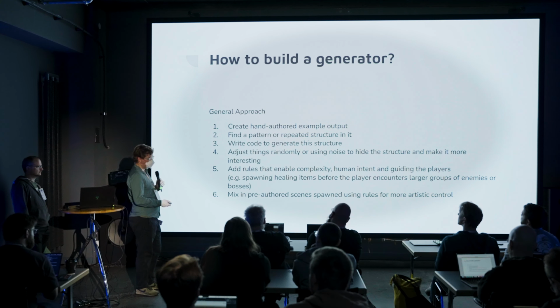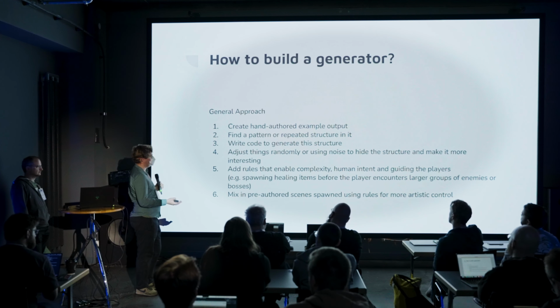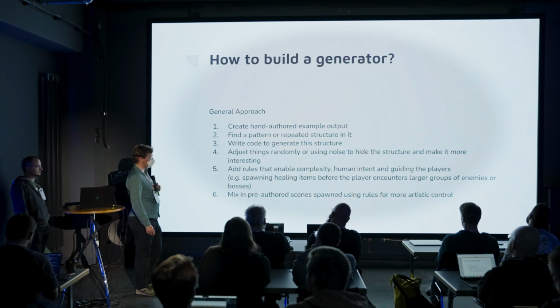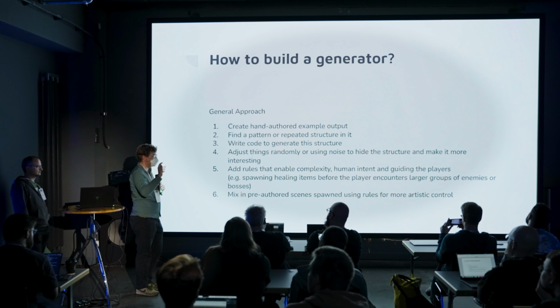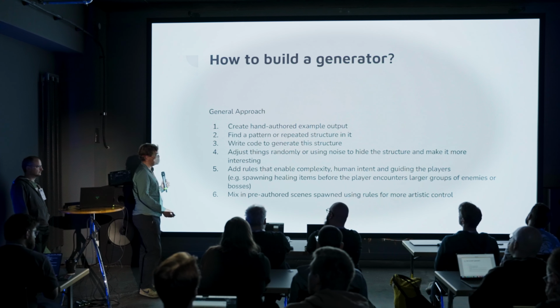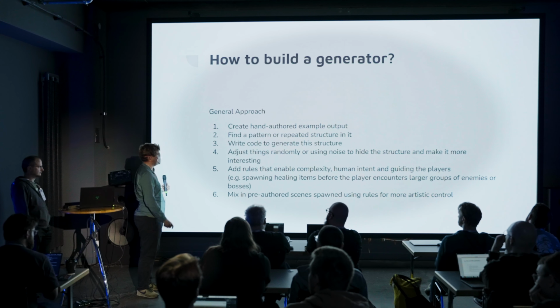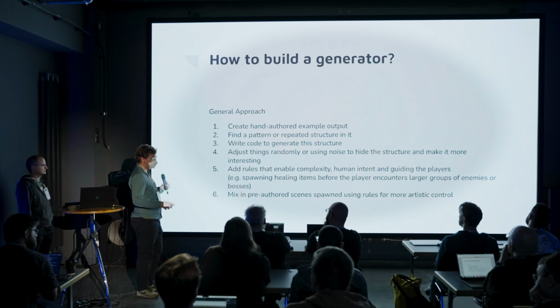Afterwards, of course, you write the code to generate the structure. In that case, you either implement a Poisson algorithm, or my favorite cheat around that is just put everything on a grid and then slightly randomly move everything around, maybe using simplex noise or just a random generator. And suddenly you can't notice the structure that much anymore unless you zoom out really far.